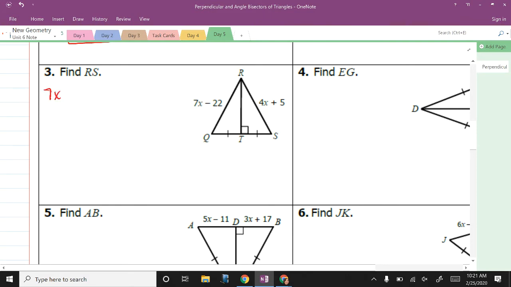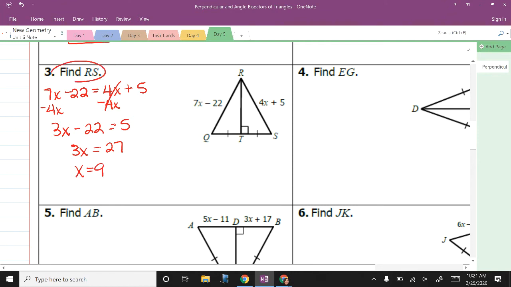So 7x minus 22 equals 4x plus 5. And then I subtract 4x. 7x minus 4x is 3x minus 22 equals 5. Add 22, 3x equals what? 27. Divide by 3, x equals 9.